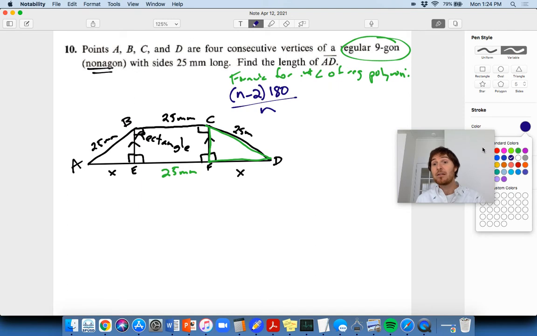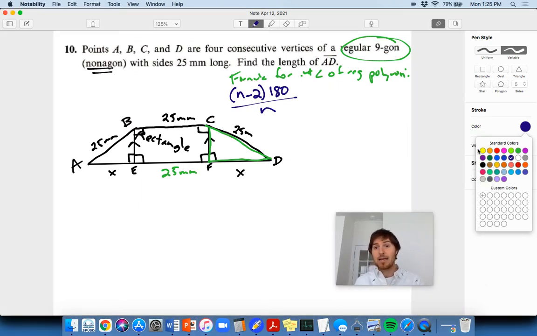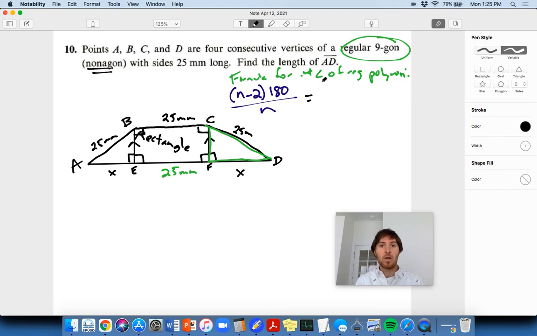Because a regular nonagon here would be 9 minus 2 times 180 divided by 9. That's going to be one of these interior angle measurements. The whole thing, remember, the nonagon will keep going around, but each of these angles in the nonagon, if I keep adding it here, is going to be one interior angle measurement. They're all congruent to one another.